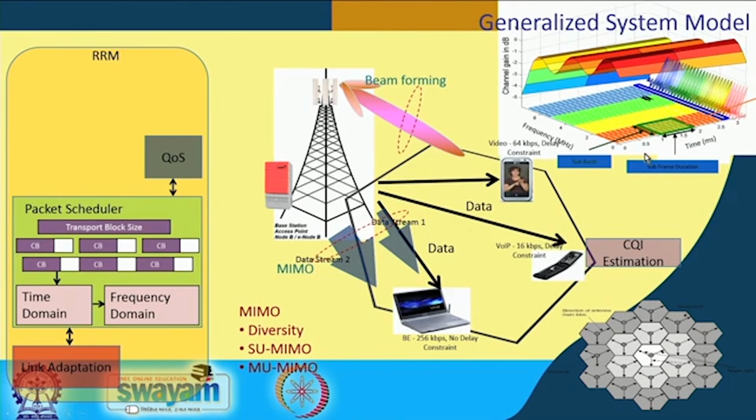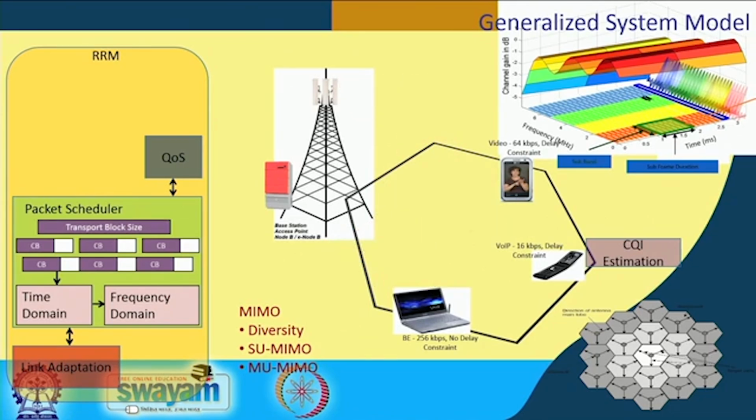Along with that, there is a selection of MIMO mode, whether it is beamforming or spatial multiplexing, and that too codebook based. All kinds of decisions are being made based on the feedback of channel conditions, and accordingly communication begins. So, all this is to ensure that the user's QoS is satisfied.